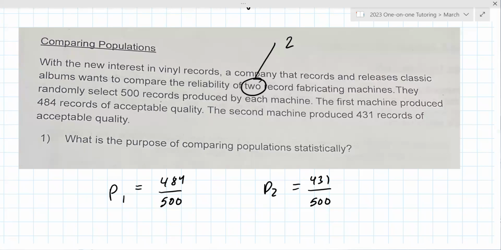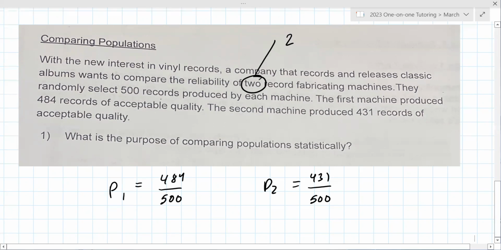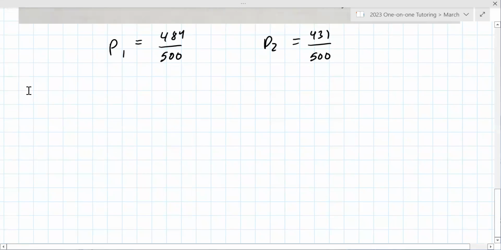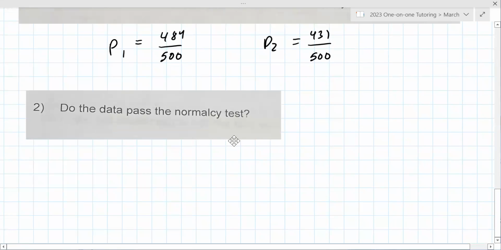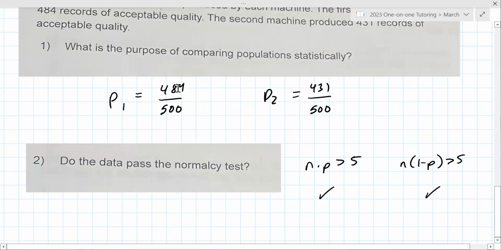All right, now the teacher asked for this normalcy test. I'm going to suggest you go back and ask again, but we looked at this in the other one. It's n times p greater than 5, n times 1 minus p greater than 5. You have to do it for both. They will both work in this case, and I can tell because there's more than 5 that did not pass. There's actually 16 that did not pass.